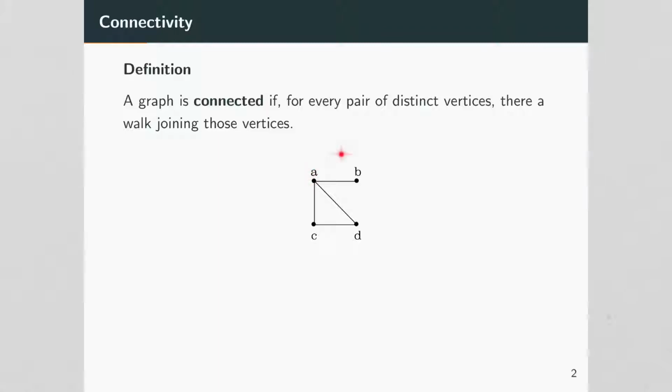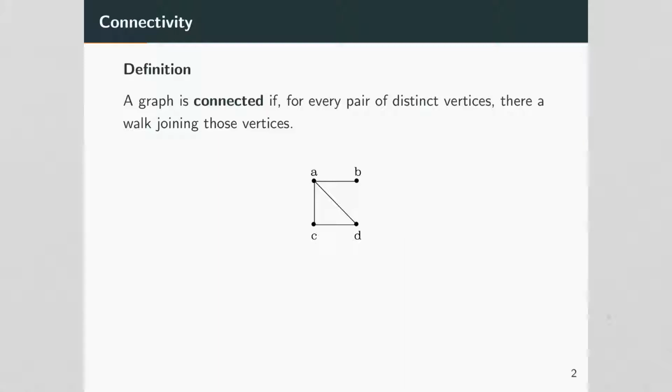For example, in this particular graph, if we look at all the different pairs, A and B are connected by a walk of length 1 right there. A and C are connected by a walk of length 1. A and D are connected. B and C are connected by a walk of length 2. So are B and D, and so are C and D. So this is a connected graph because we can basically travel from one vertex to any other vertex in the graph.